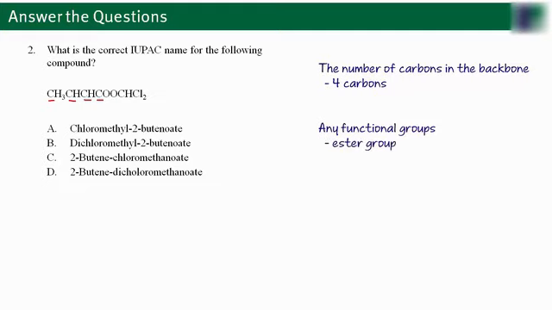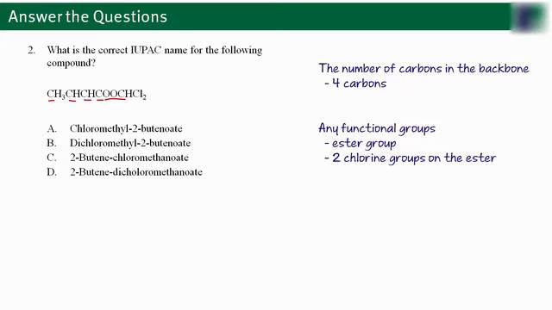And then the functional groups, one of them is an ester group, that's this COOC, and then there's also 2 chlorine groups over on the ester. So immediately, if you remember the names that are involved here, we're going to have a BUT somewhere in there because it has 4 carbons. We're going to see an O8 at the end because of an ester.